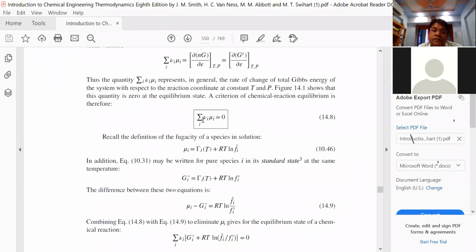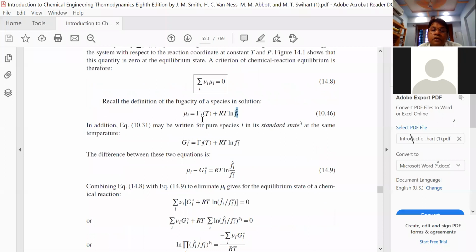Now we can relate this mu i, the chemical potential, with fugacity. Mu i is equal to capital gamma i plus RT ln fi. Fugacity we represent with phi, not gamma. Gamma is the activity, fugacity is phi. So this is capital phi i plus RT ln fi.